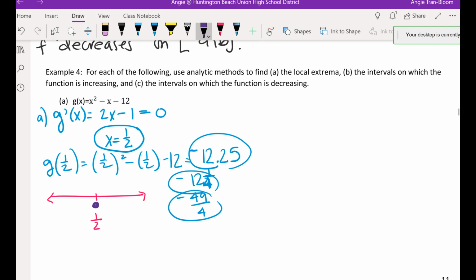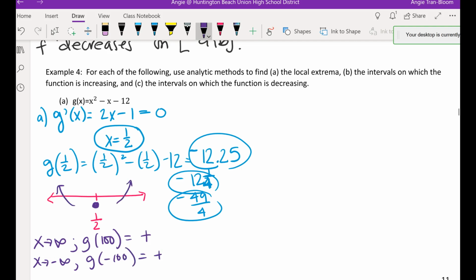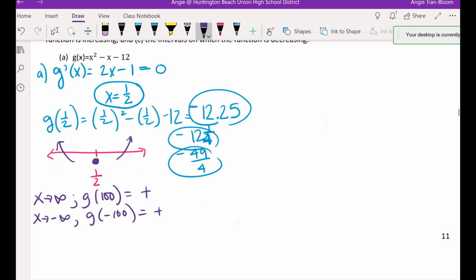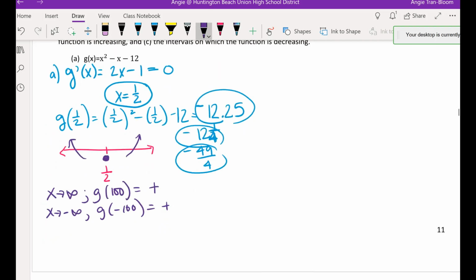Yeah, so endpoints. As x approaches positive infinity, what's happening to g of something ginormous? Positive or negative? Positive. As x approaches something super large on the negative side, like g of negative 100, positive, negative, also positive. So that means it goes up like that, right? So tell me the answer. How would we write it? Absolute min, absolute max, none. Absolute min is negative 12.25 at x equals 1 over 2.